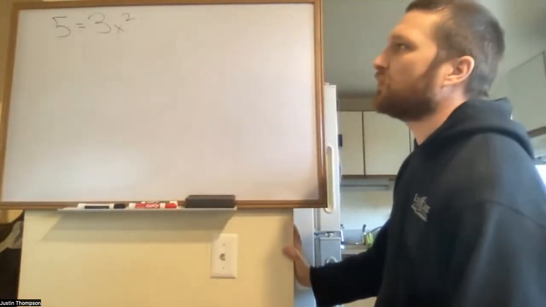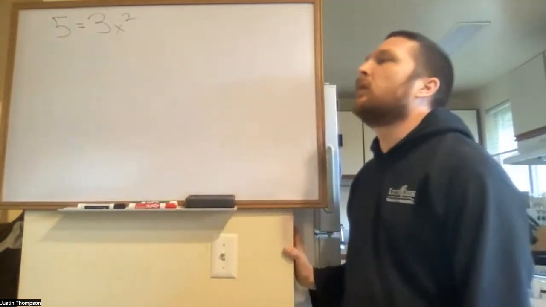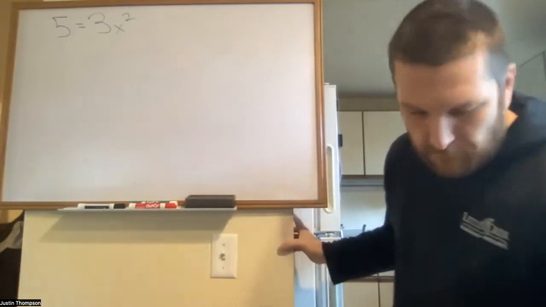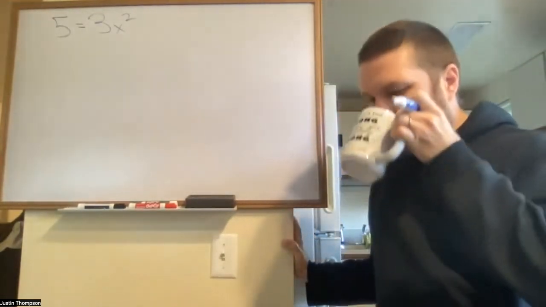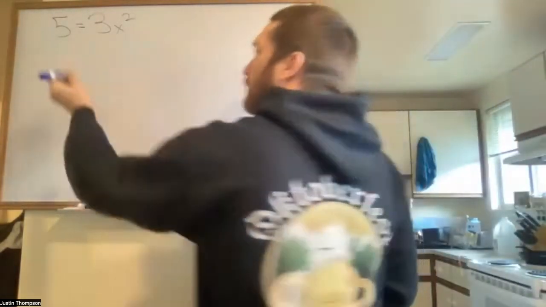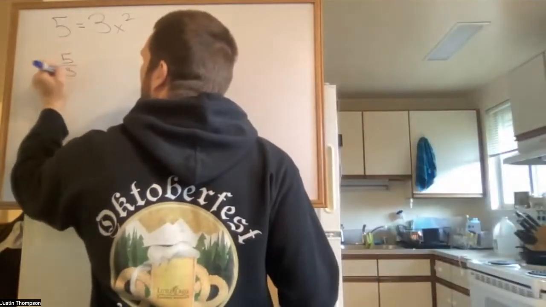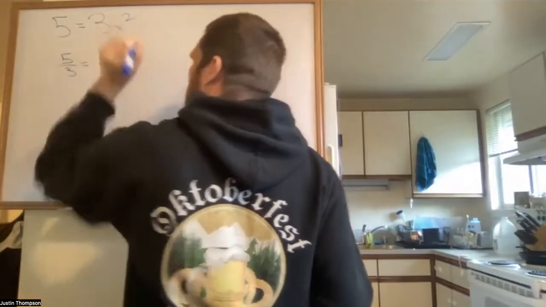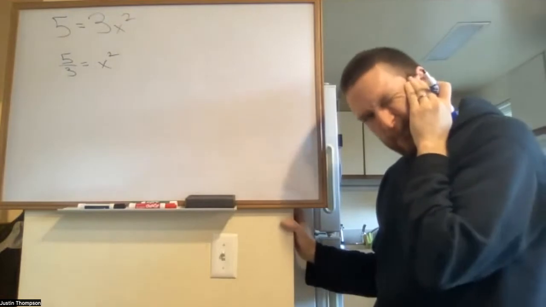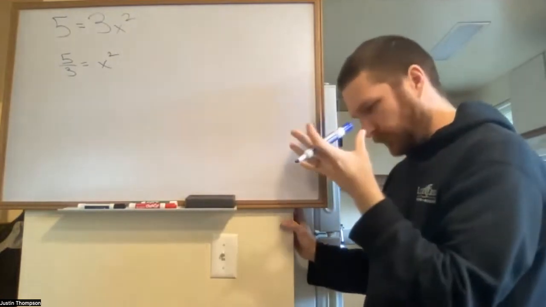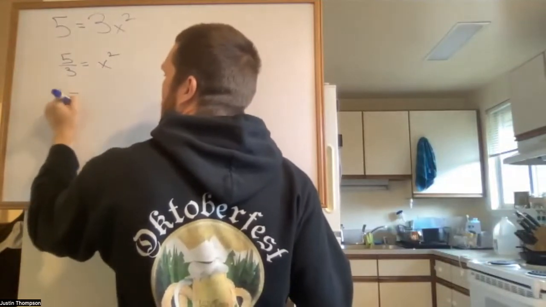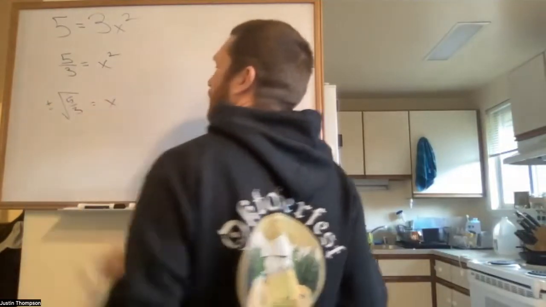And I told you to solve for x. What is the first thing you would do? Divide by 3. Okay, and we would end up with 5/3 equals x squared. And then you would do what? Take the square root of both sides. Root of both sides. And so we'd end up with plus or minus root 5/3 equals x, right?